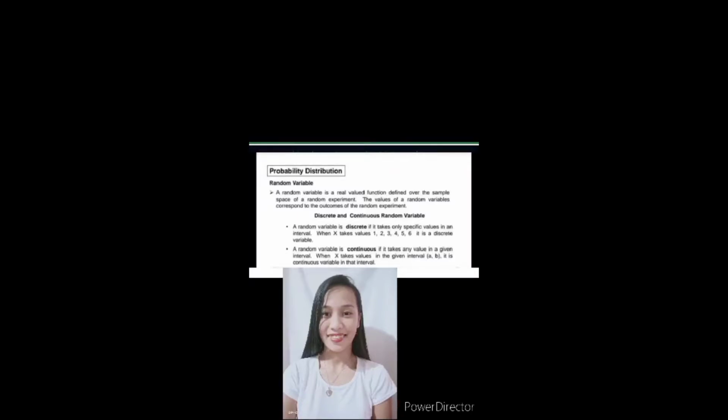Let X be a random variable which takes values x. So the probability that the random variable X takes the value of x is defined as the probability distribution of X. It is denoted by f(x).